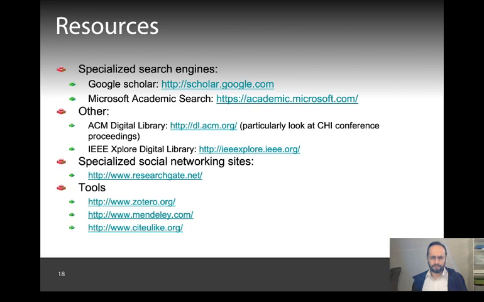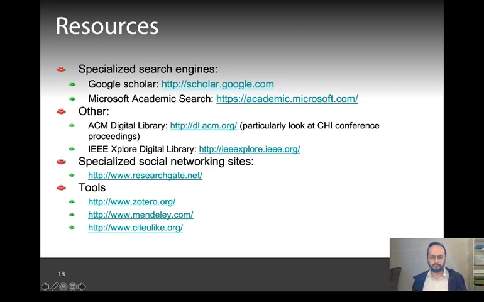Now, researchers and academics are a special niche group, and they have also their own special social networking site. So you might also want to subscribe yourself and look at profiles of researchers and look for papers also at their own social networking site, which is researchgate.net. There are more, but I believe this is the most popular one.